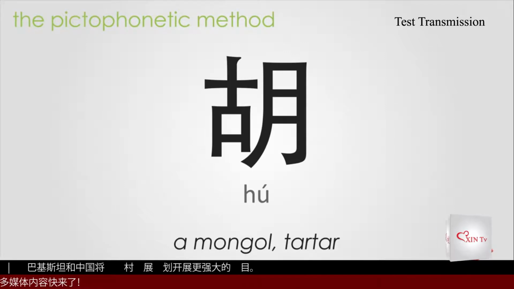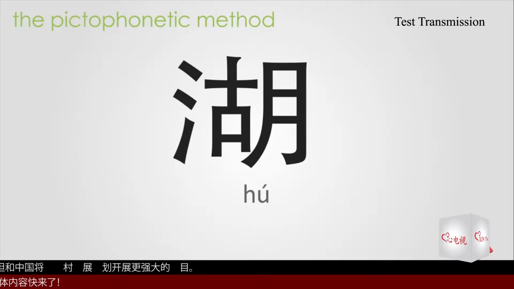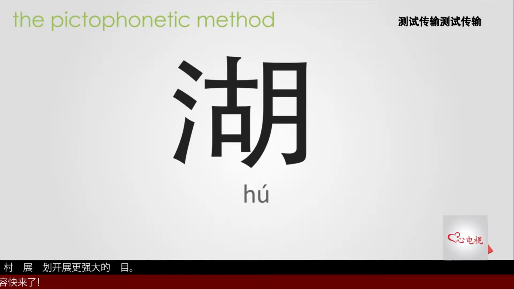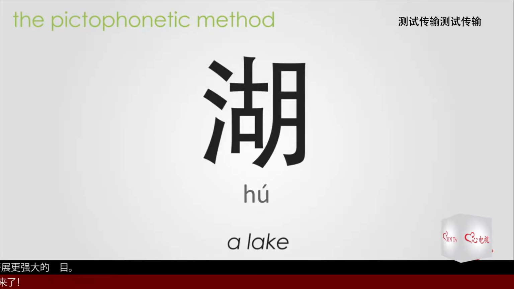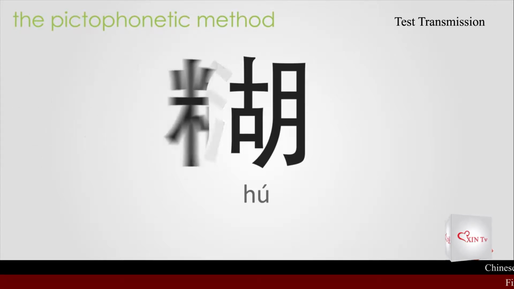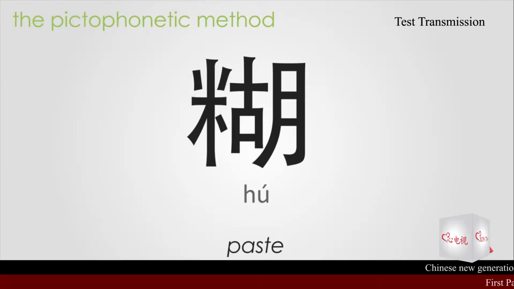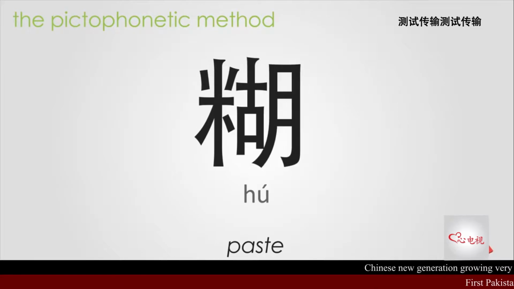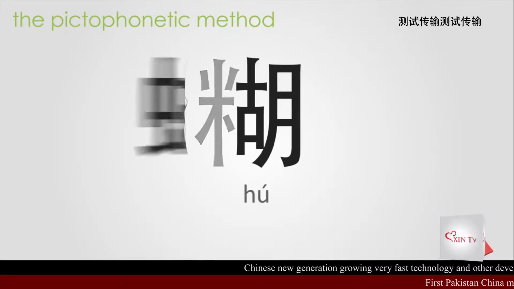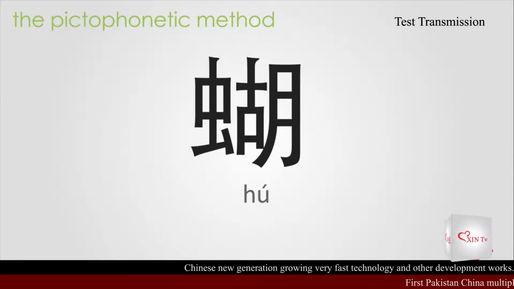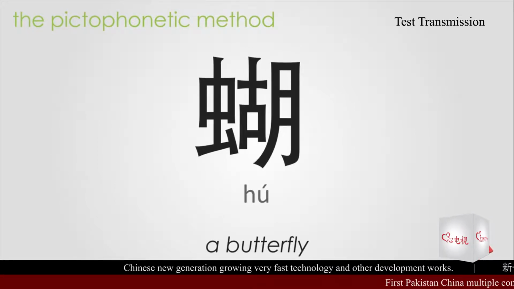In this case, we add the water radical to the left, and now we have a new character for the word 湖 meaning lake. Using this method, we can also create the character 湖 meaning paste by adding the rice radical. Paste, in ancient times, often being made from rice flour. And we can add the insect radical to create the character 湖 which means butterfly.